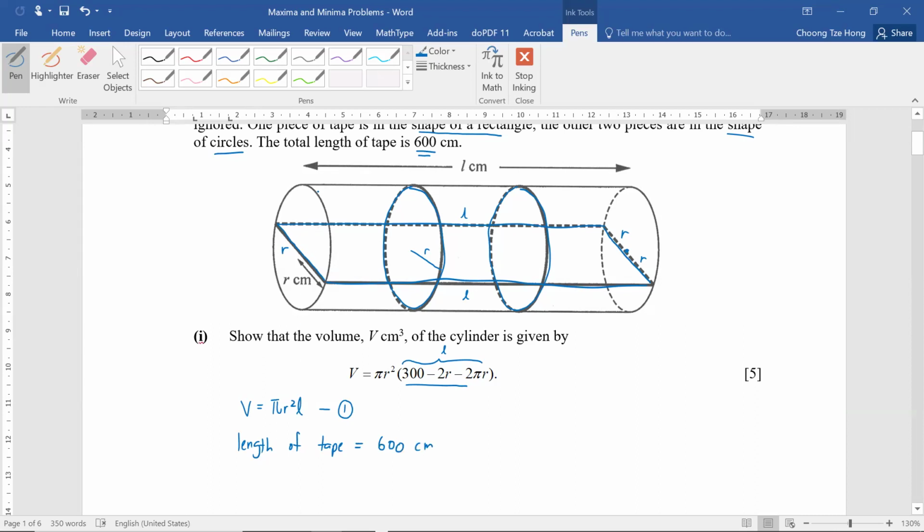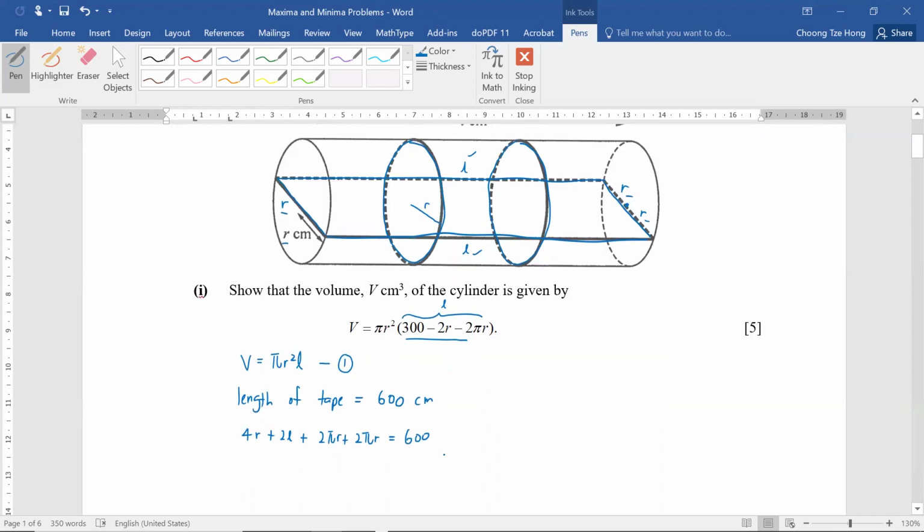What are the lengths that make up the 600 cm? The rectangle tape, correct? Over here we have r, r, r and r, so 4r plus 2L, 1L here and 1 here. Plus the circumference of the 2 circular tapes, so 2 pi r plus 2 pi r, equals 600.